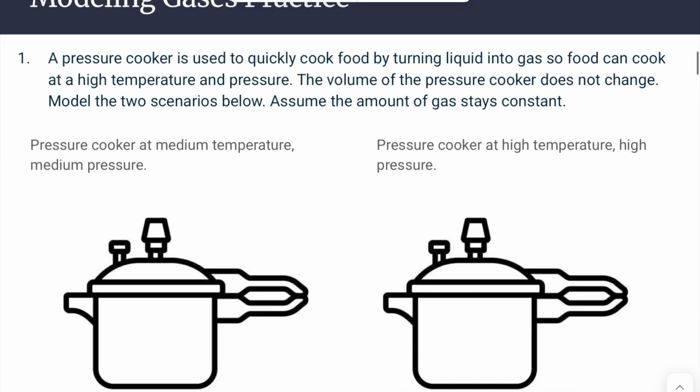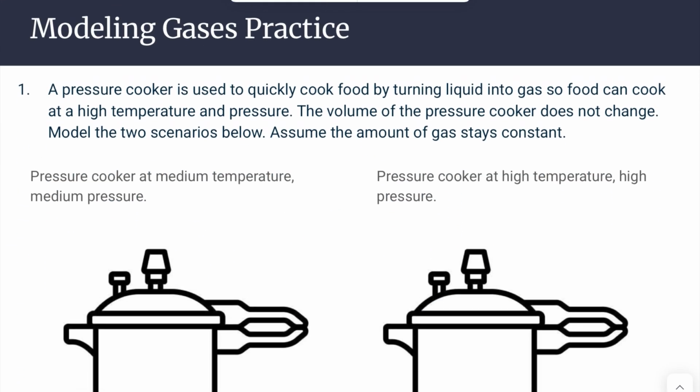All right, so now let's go into modeling gases, and let's do some practice with what we know about modeling amount of gas, pressure, which is collisions, volume, the size of our container, and temperature, which is speed of our molecules. So using those longer and shorter arrows. A pressure cooker is used to quickly cook food by turning liquid into gas so food can cook at a high temperature and pressure. The volume of the pressure cooker does not change. Model the two scenarios below. Assume the amount of gas stays constant.